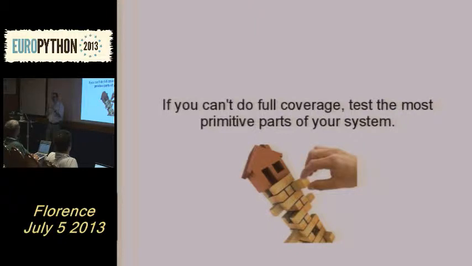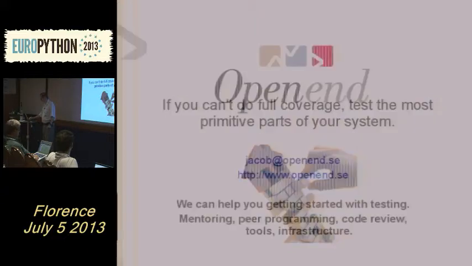And if you can't do full coverage tests, the most primitive parts of your system are the bits that you should be testing. And the reason for this is that you need a very good foundation for your house. Without a good foundation, your house will be rickety no matter how well you build it. So always test the most primitive parts first.